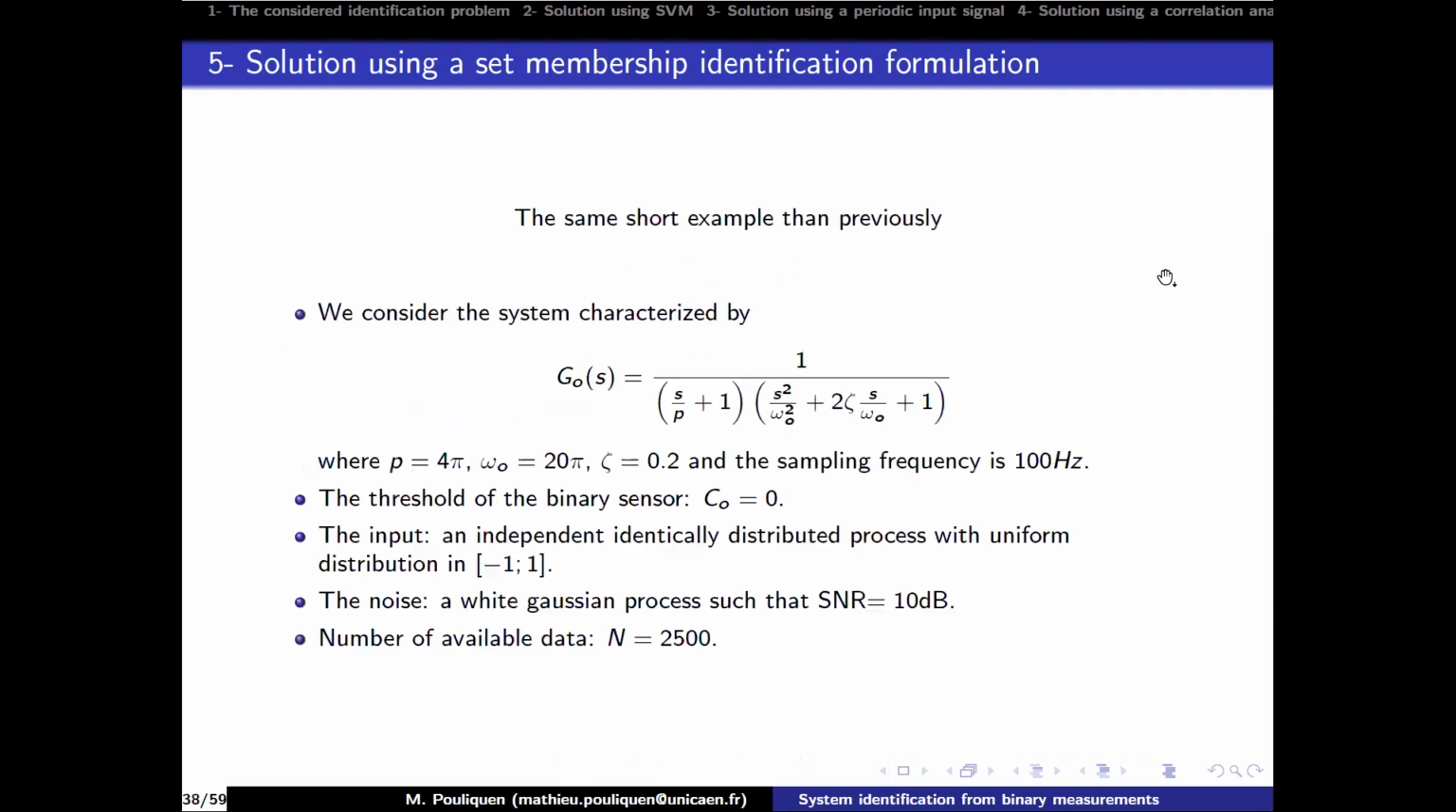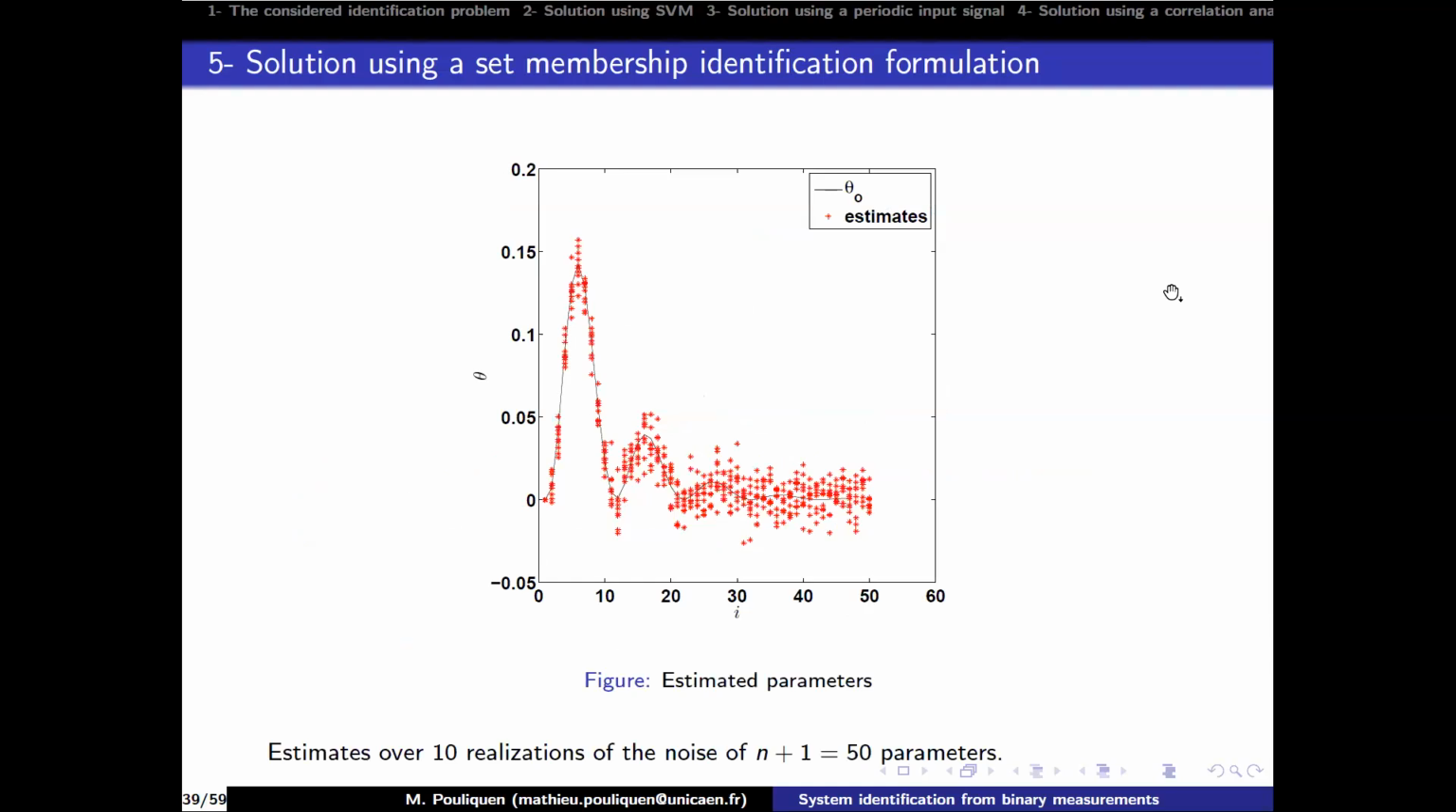I forgot the numerical example, it is here, you haven't turned the pages. The usual numerical example, and what we can obtain with this solution. Not too bad, not better than the previous, but it's a solution among others.